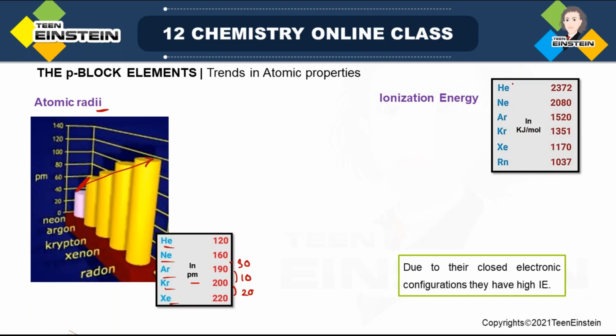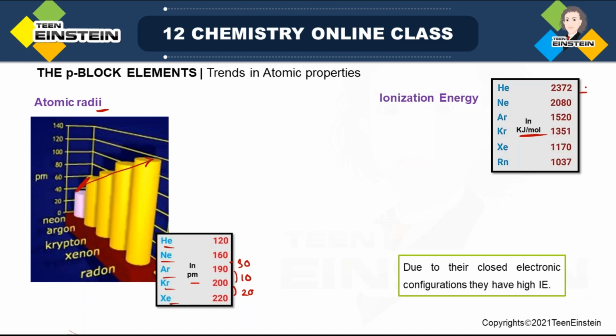Ionization energy. Ionization energies are given in kilojoule per mole. Maximum ionization energy is for helium, and that is a normal observation for any group, right? As we are moving down, the distance of the valence shell electron from the nucleus is increasing. That means you can easily remove the last electron. So that is why ionization energy is decreasing down the group.